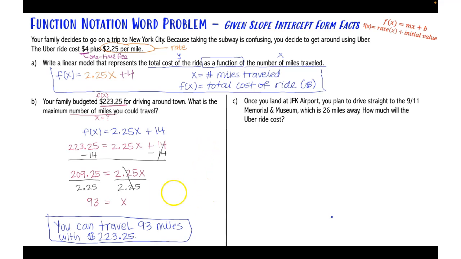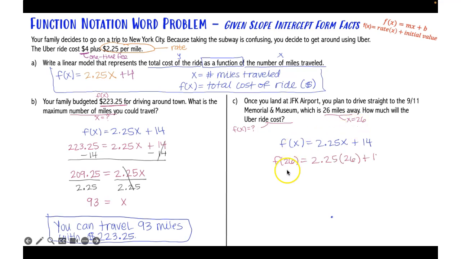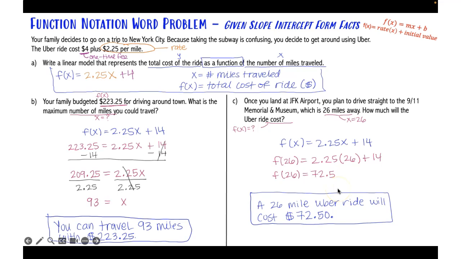Again, when you're reading a word problem, you want to ask yourself, what facts did they give you? So they gave you 26 miles, which is our x variable, and it's asking how much it will cost, which is our f of x variable. So using the equation we came up with in part A, we'll substitute 26 wherever we see an x. That includes this function notation on the left side. If we multiply this out and add 4, we get 62.5, which means a 26-mile Uber ride will cost $62.50.